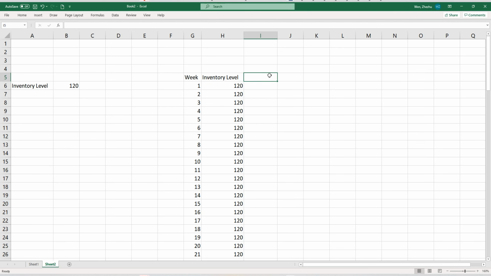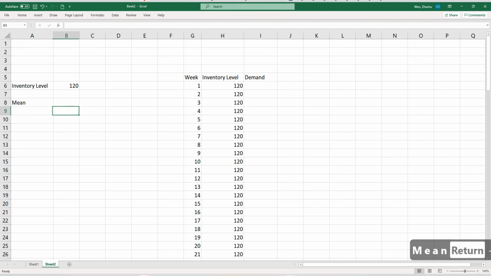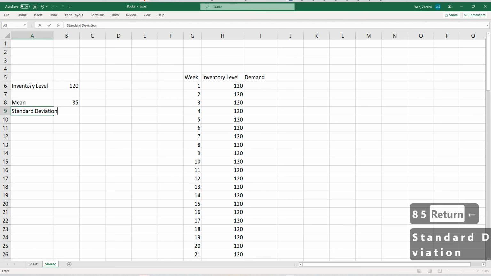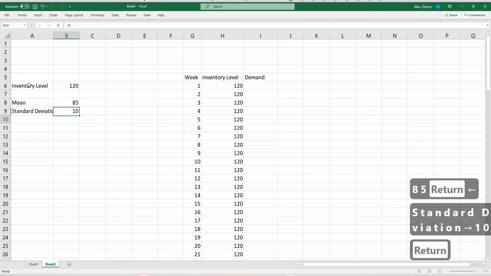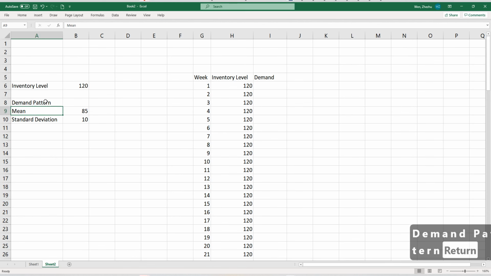And next one is going to be a demand. So we know that demand in this case has a specific pattern. So let's assume the mean demand is 85. And standard deviation of the demand is 10. Okay? So I'm just going to make it a little more clear. Demand pattern, mean 85, standard deviation 10.